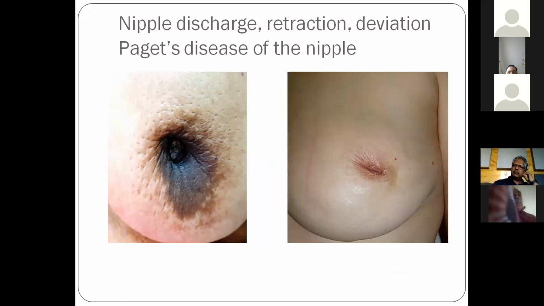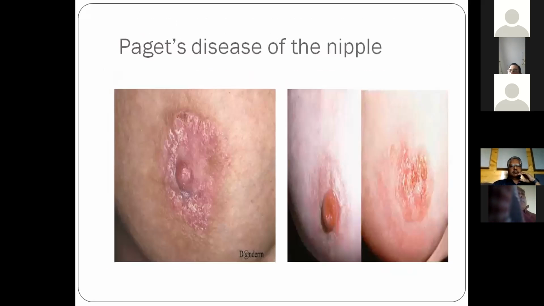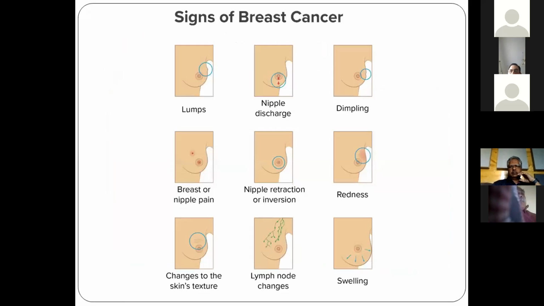As I said, nipple retraction is most of the time obviously visible on inspection itself. This is how Paget's disease of the nipple looks.